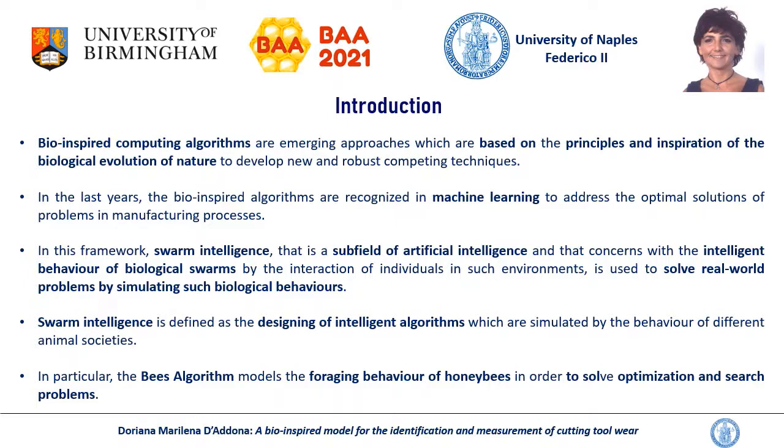In this framework, swarm intelligence, which is a subfield of artificial intelligence and concerns the intelligent behavior of biological swarms by the interaction of individuals in such environments, is used to solve real-world problems by simulating such biological behavior. Swarm intelligence is defined as the design of intelligent algorithms which are simulated by the behavior of different animal societies. In particular, the bees algorithm models the foraging behavior of honeybees in order to solve optimization and search problems.